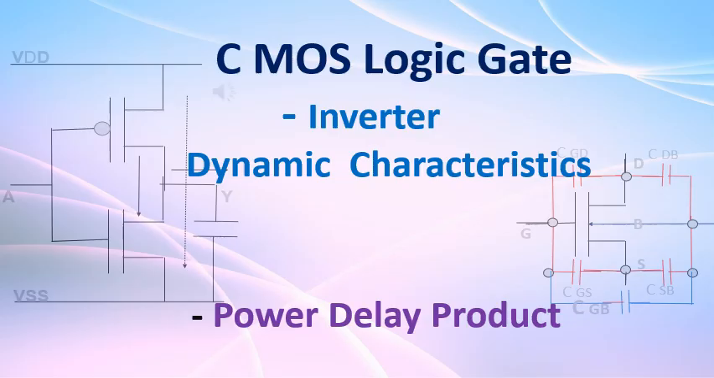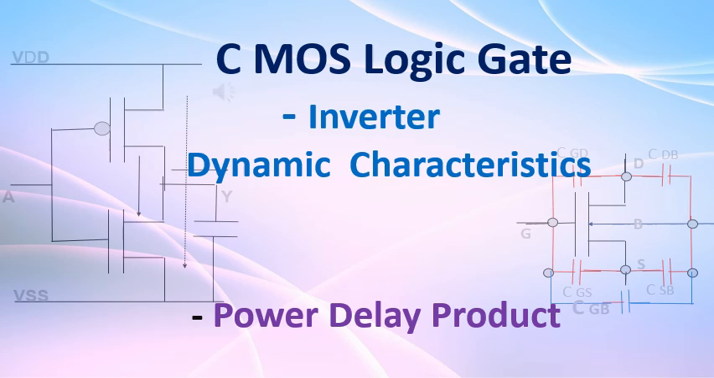CMOS logic gates are widely used in low-power and fast-switching applications. The dynamic mode of operation of a CMOS gate involves charging and discharging of parasitic and load capacitances that results in propagation delay. By using the power delay product parameter, low-power switching gate performance is assessed and optimized.